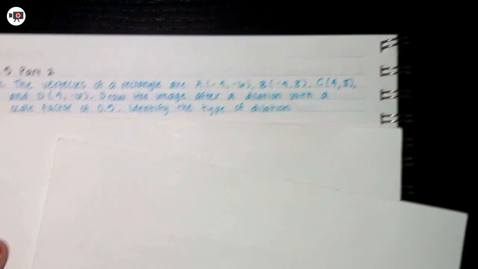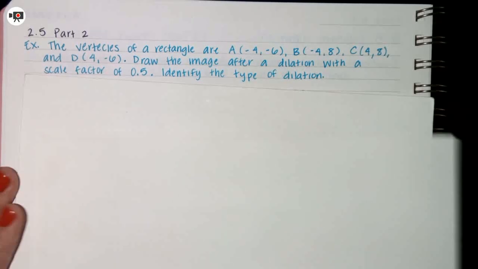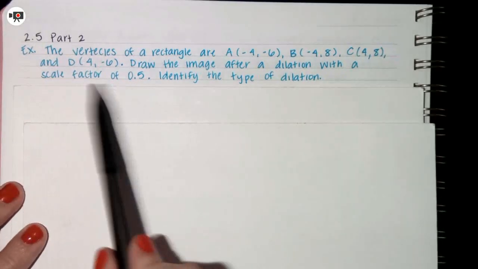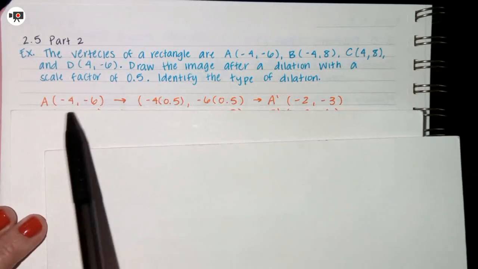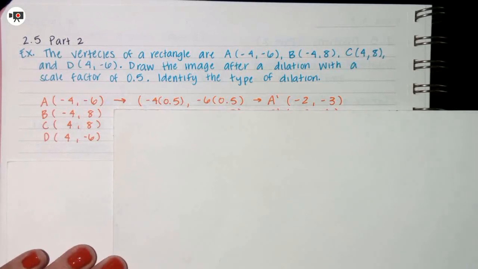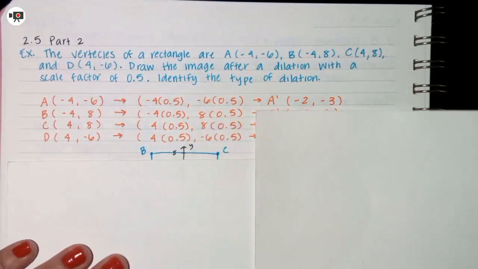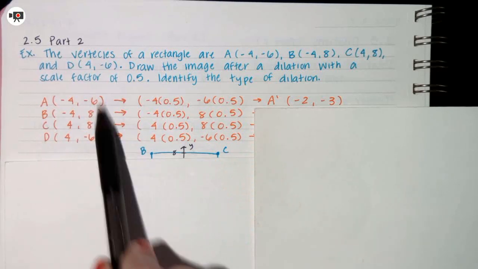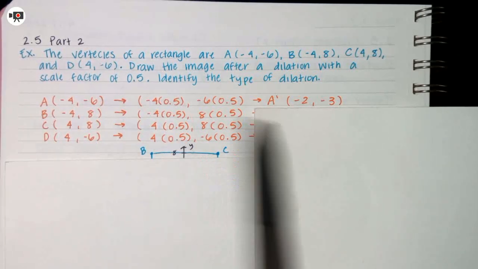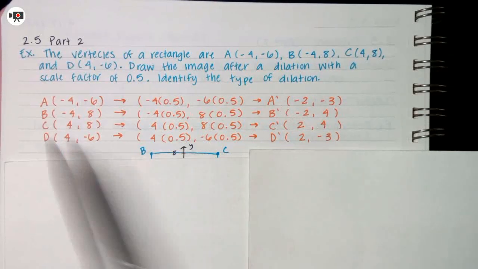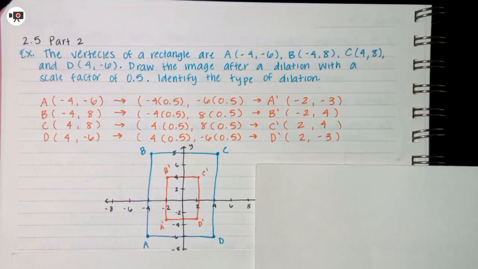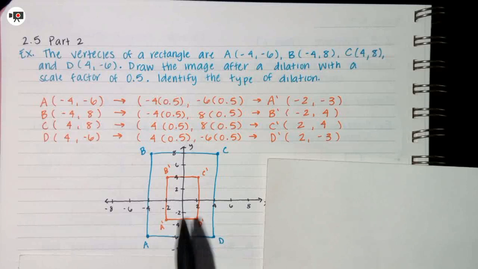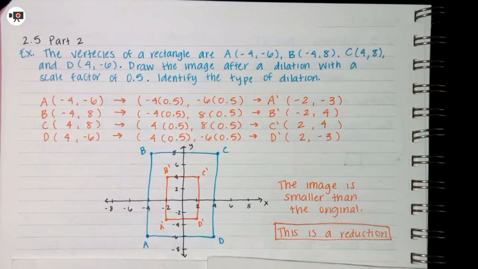The vertices of a rectangle are given as A, B, C, and D. We're going to draw the image after a dilation with a scale factor of 0.5. Then we're going to identify the type of dilation. To get these points, I take my originals, and each x and each y get multiplied by a half. So my originals will be multiplied by a half to make the primes, which are going to be half the size of the original. I'm going to plot the original and the image. The original is in blue here, and the image is in orange, and I can see that it got smaller, so this is a reduction.